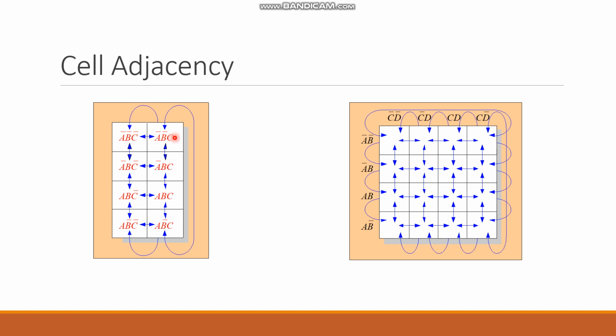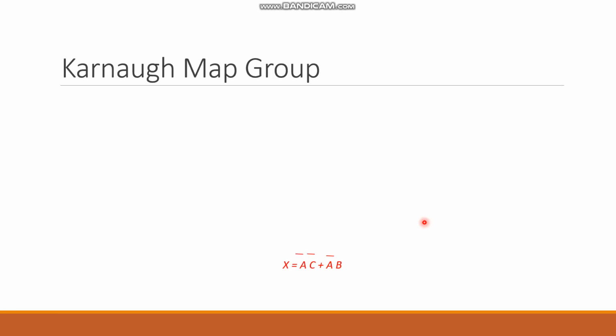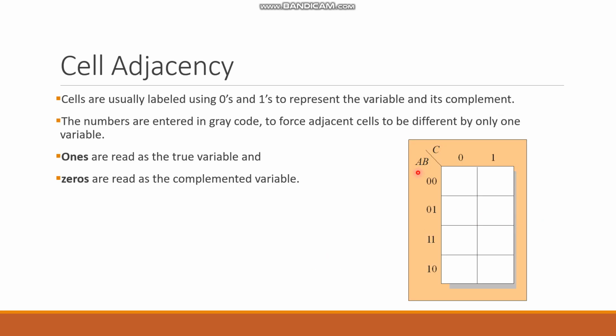This one, and that one. But in the four variable Karnaugh map, the cell is adjacent with four other cells. So that means this cell is adjacent with that one, and that one, and that one, and even that one on the other side.